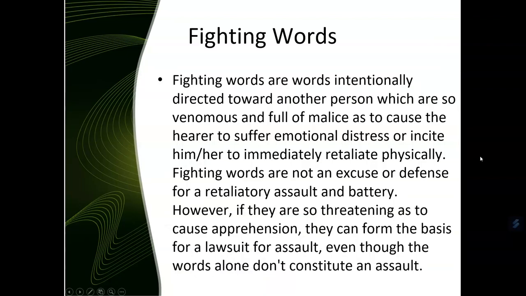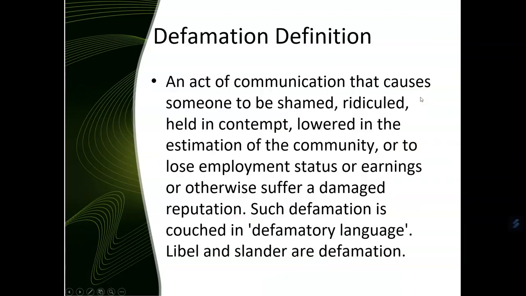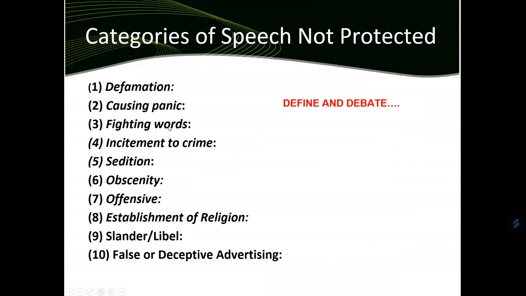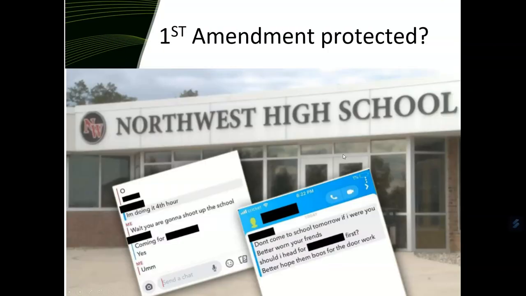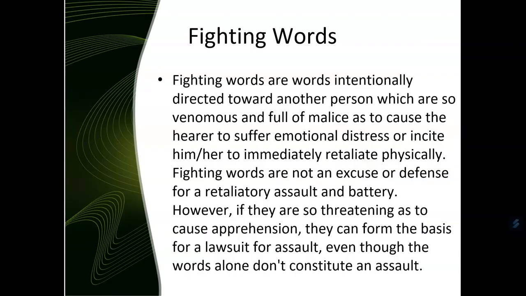Fighting words. Fighting words are words intentionally directed toward another person which are so venomous and so full of malice as to cause the hearer to suffer emotional distress or incite them to retaliate. Now, this one is a bit ambiguous, and I think everybody has a line. So I'm actually going to combine fighting words and incitement to crime. I've got a twofer here.